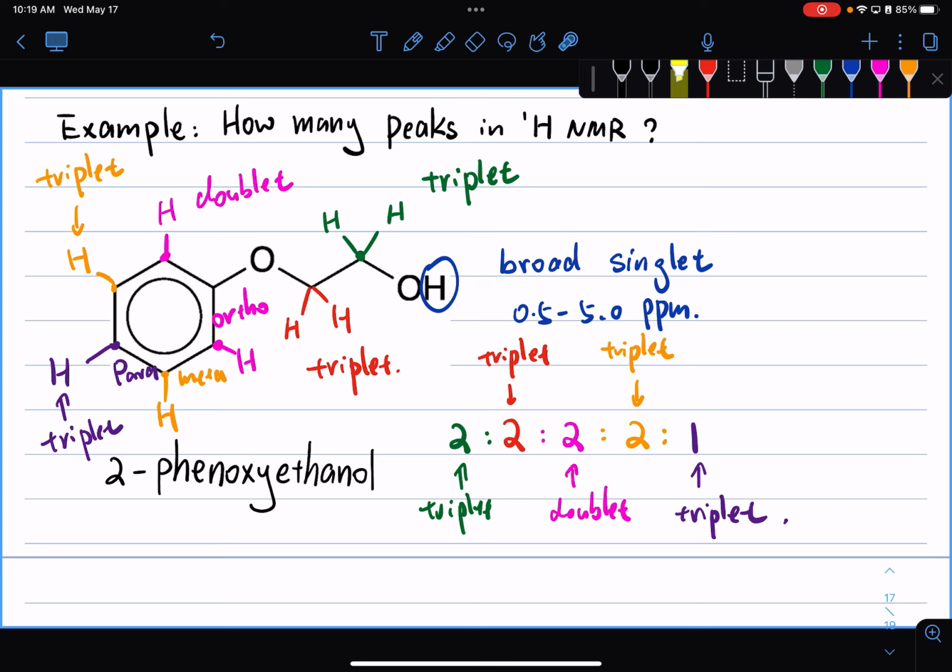Yes? How are the ortho and the meta hydrogens equivalent, since the overall molecule is not symmetrical? So this one, when we're looking at this molecule, again, this bond, you can rotate it. So the rotation of this single bond makes your ortho CH equivalent to each other and the meta CH equivalent to each other. That benzene ring can undergo free rotation. All right?